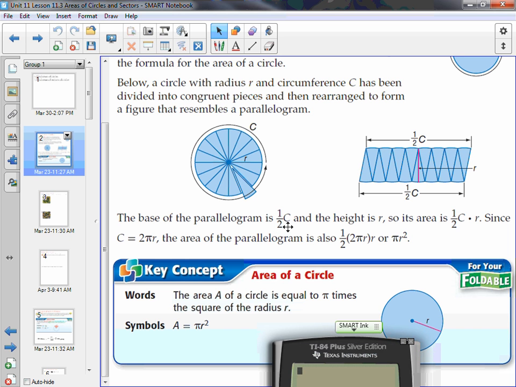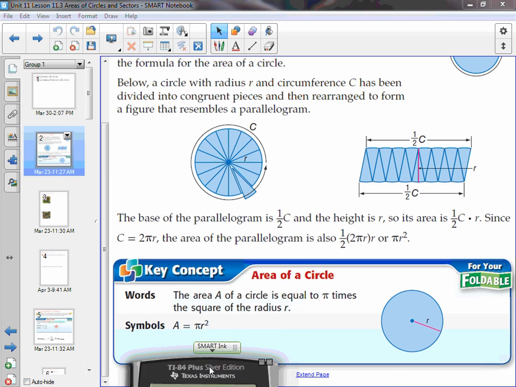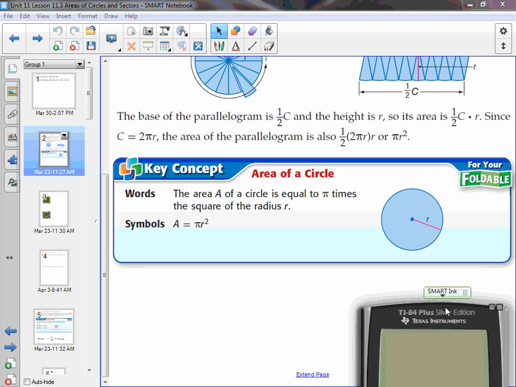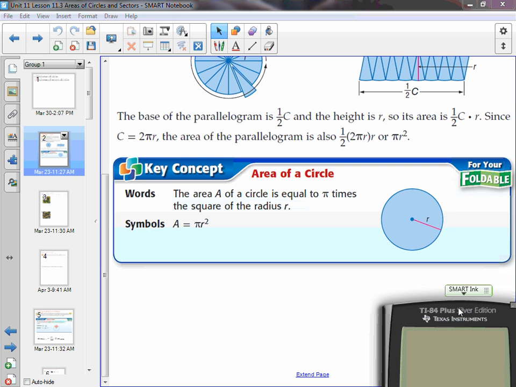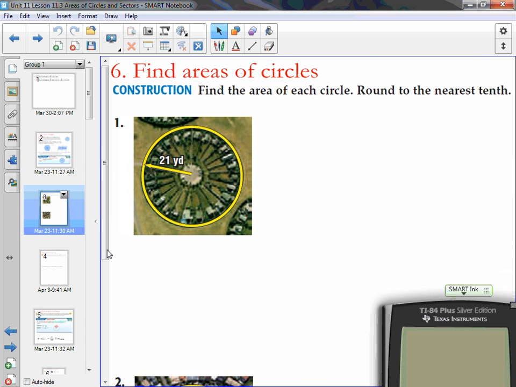Well, what is C? C is 2 pi r. So what is 1/2 times 2 pi r? Well, it's pi r. What is pi r times r? Pi r squared. Did you follow me on all that? So that's how you get the area of a circle. Area equals pi r squared. Okay? Any questions on how they came up with the formula? I think it's kind of cool. Let's see if we can use it.